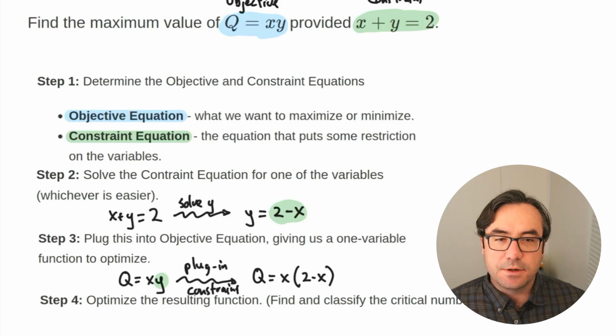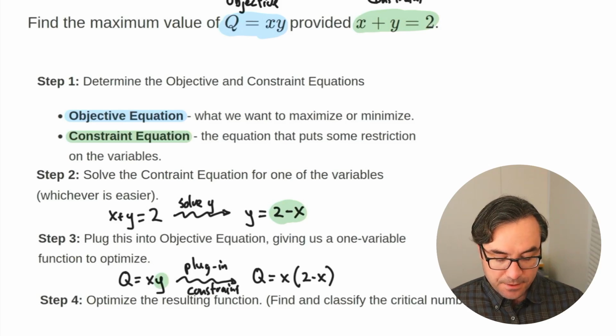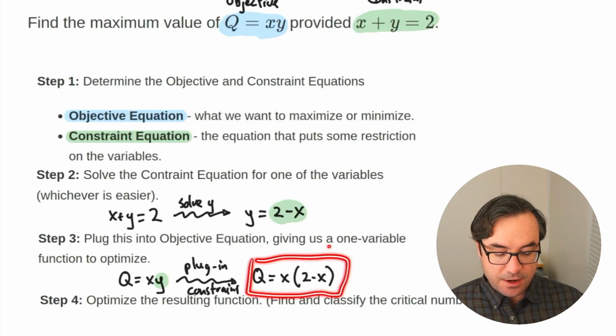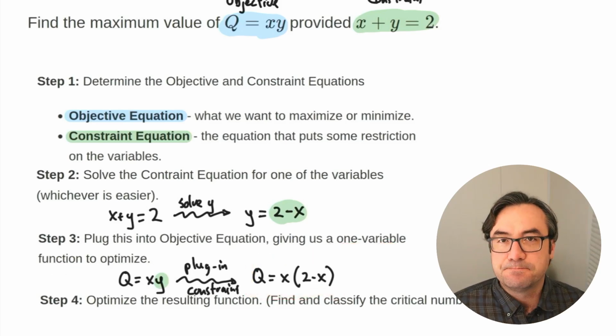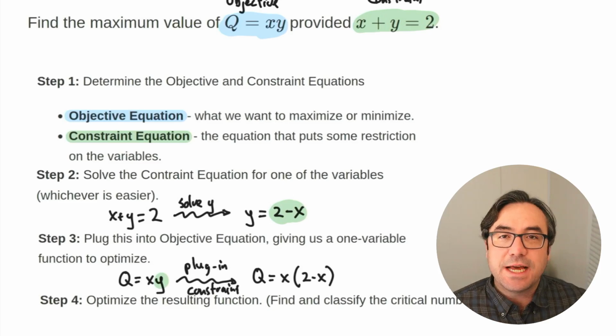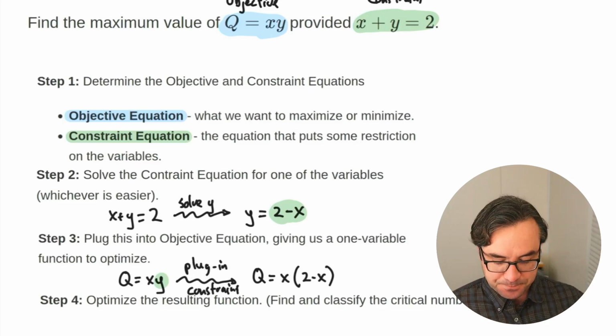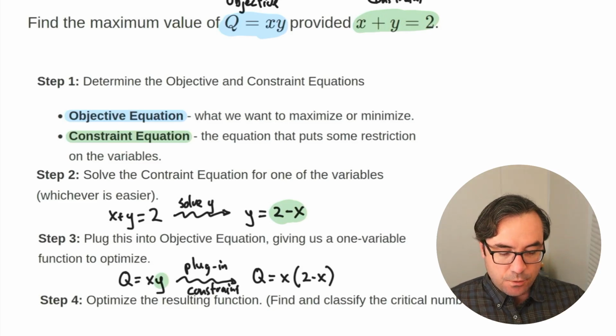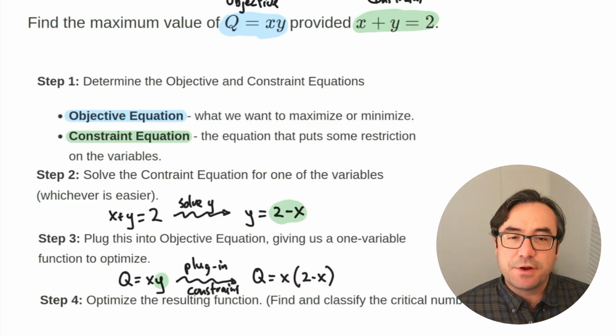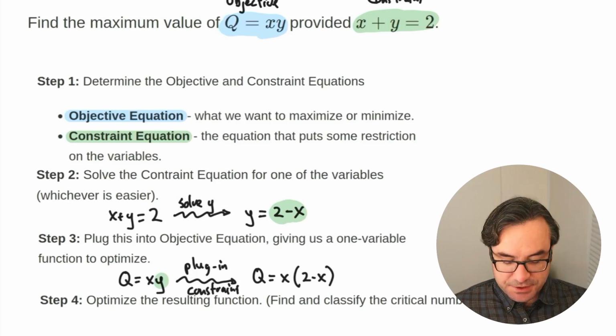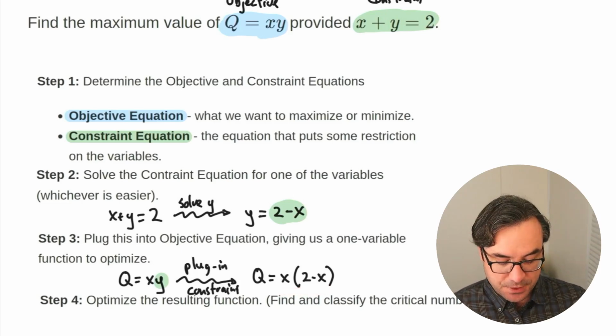Now, why is that important? Well, this now is a one-variable function. So we have all of the techniques that we've spent the weeks looking at for how to optimize, to find the max or the min for a one-variable function. And we know that this is going to involve doing derivatives. So to help make the derivative easier, let's actually multiply this out. When we do that, we get 2x minus x squared.